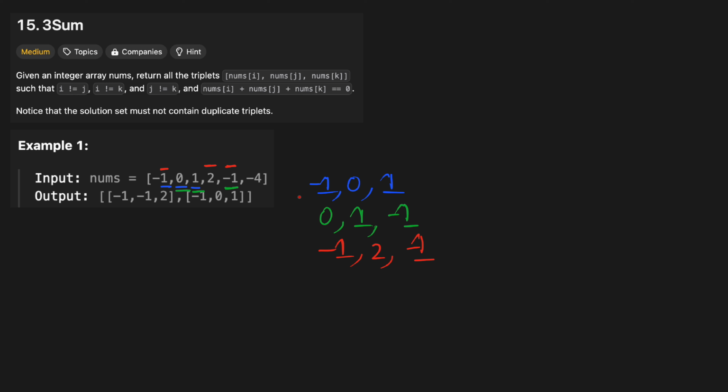But the triplets in blue and green color are duplicates because they have exactly the same elements, and the order of the elements doesn't matter. And we can return only one of them as part of the answer. So because of this, we will return only two triplets as our answer. So either we can return these two triplets or we can return these two triplets. Any of them will be accepted as the answer.